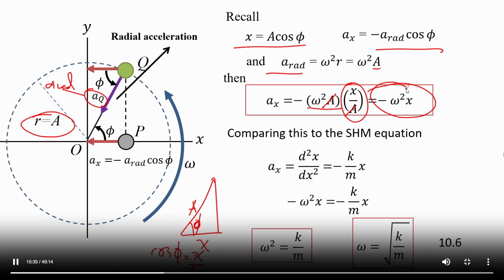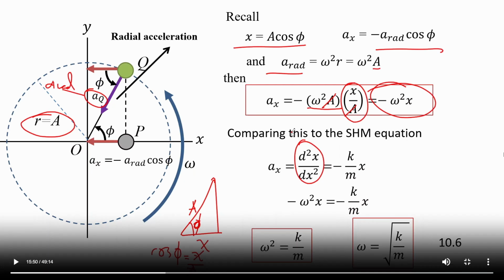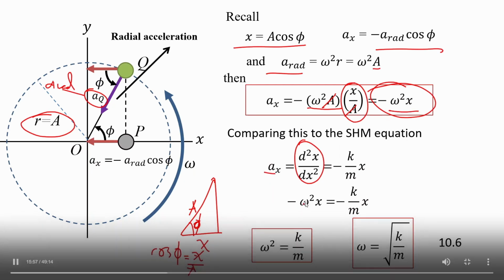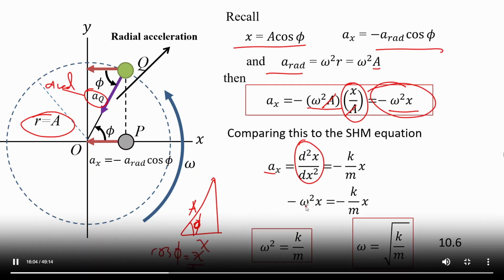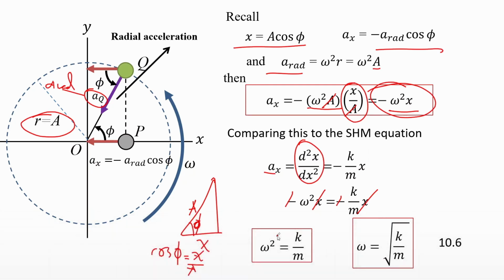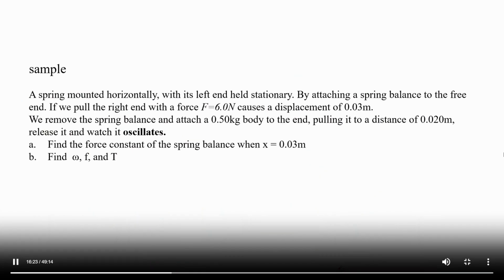So going back, ax is also an expression of the second derivative of the position, which is equal to negative k over m x. Okay, substituting this one, same acceleration, here is negative omega squared x is equal to negative k over m x. So the x's cancel out, the negatives cancel out, so omega squared is equal to k over m. Taking the square root of both sides, we get the angular frequency is the square root of k over m.